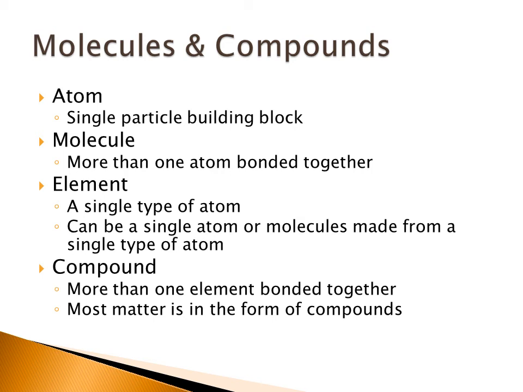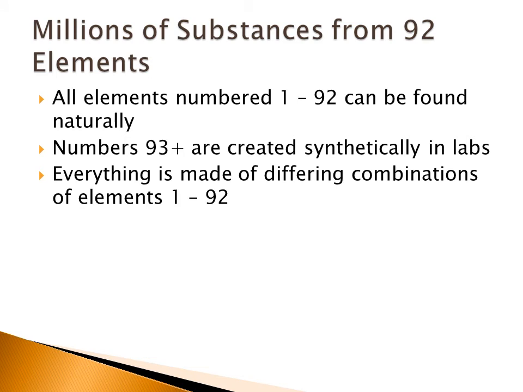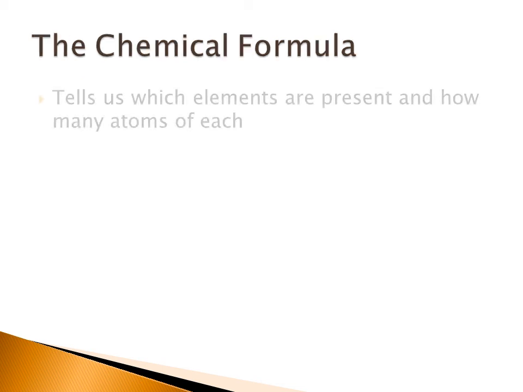A compound, then, is when you have more than one element bonded together, and most matter that we have is in the form of compounds. We have millions of substances that are made from 92 elements. The elements numbered 1 through 92, uranium, can be found naturally, but 93 and above are created synthetically in labs. So everything we have that is not synthetic is made of differing combinations of elements 1 through 92.